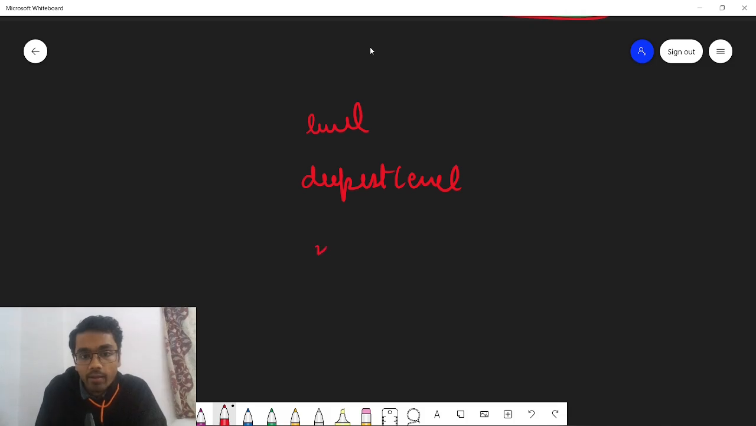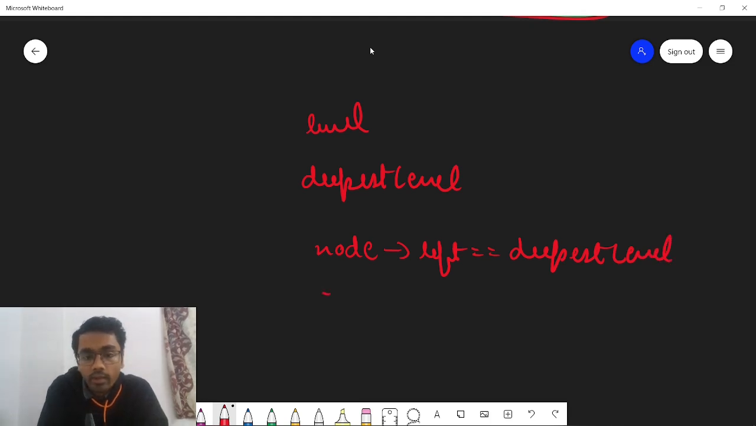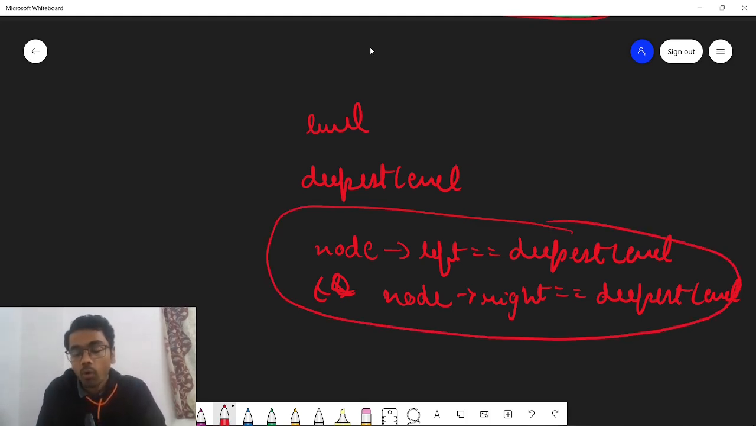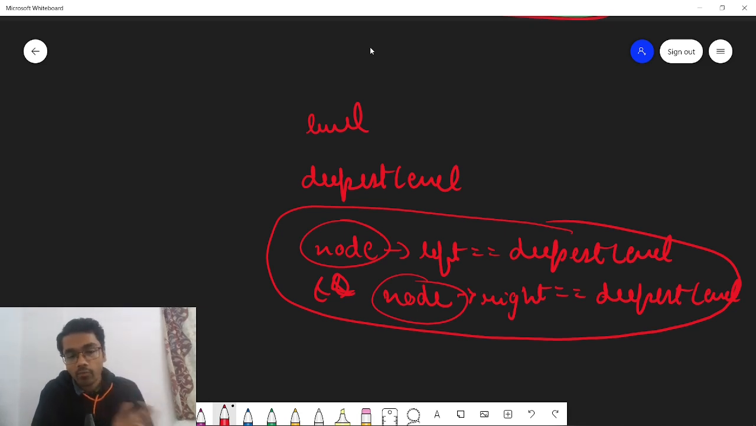And at what point can we say that we need to return the node? If the node's left part is equal to the deepest level, as well as the node's right part is also equal to this deepest level. In this case we can say that okay, this node contains all the deepest nodes that we have in the entire binary tree. So we will be returning this particular node as the starting point for our subtree. So this is how we'll be solving this particular problem.